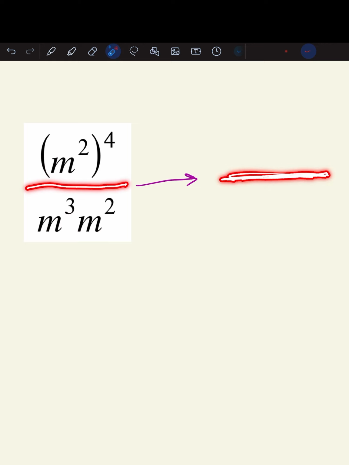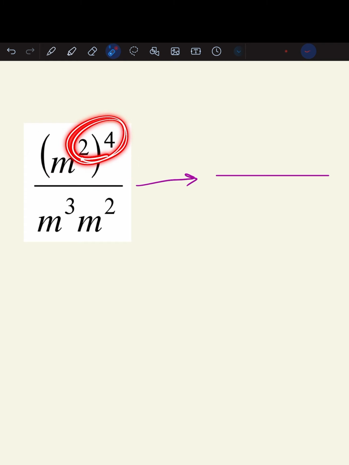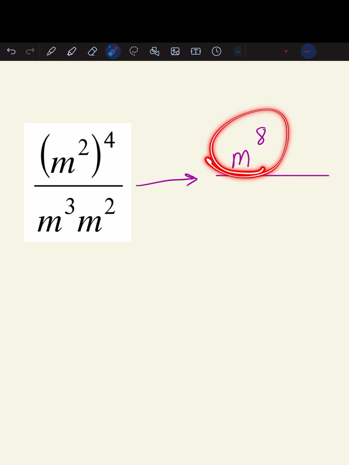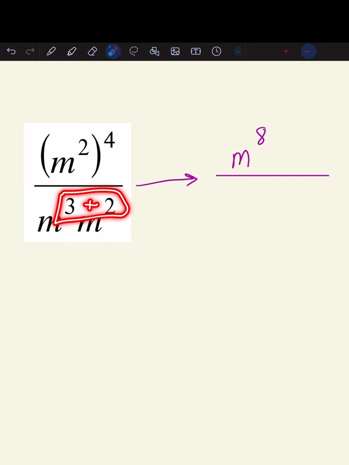Anytime you start with a fraction, write that fraction bar just to help keep things organized. Starting with the top, we have stacked exponents, so we multiply. So this becomes m to the 2 times 4, which is m to the 8. On the bottom, our m's are multiplying, so we need to add the exponents. M to the 2 plus 3 is m to the 5.